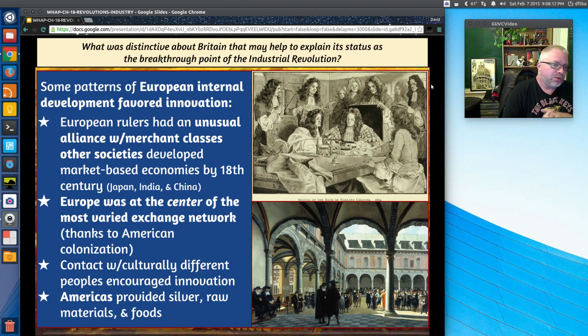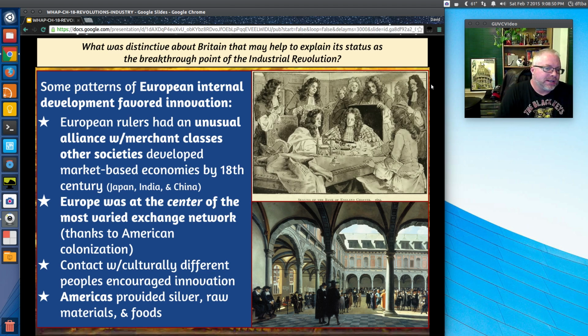European rulers had an unusual alliance with merchant classes, and we've talked about this before. Way back with northern Italy, the Medici family, who were merchants who really came to rule over Venice and other city-states that were very, very powerful and very, very wealthy. And their main objective was to enrich their city-state and then build these fantastic cities that were, again, competing with other little city-states over who has the most beautiful place to be and who has the most riches.